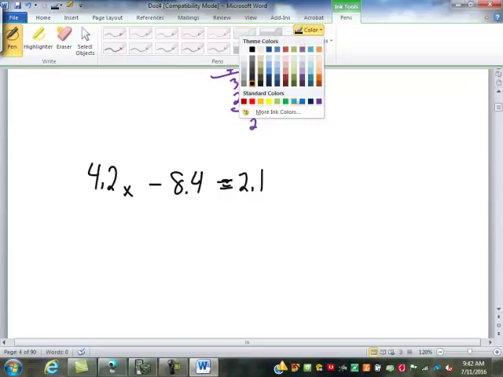How do I solve an equation that looks like this? For our last test, we had equations with fractions in them. This time around, we're going to have equations with decimals in them.